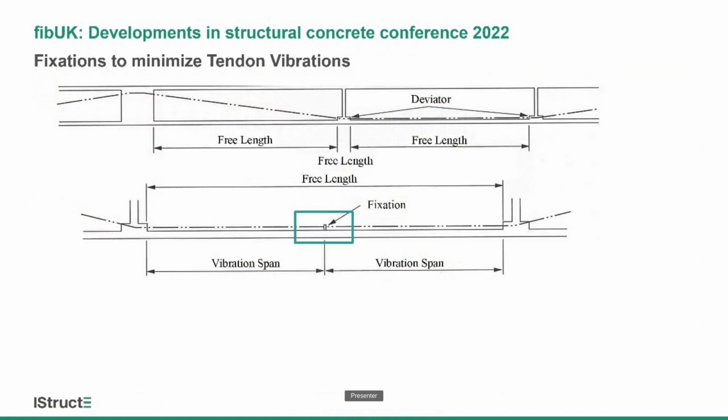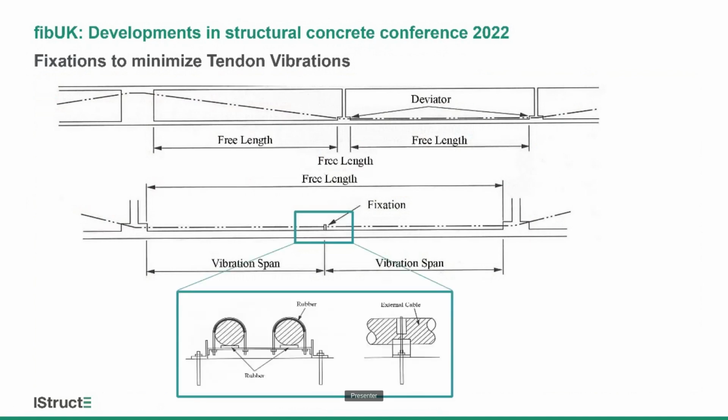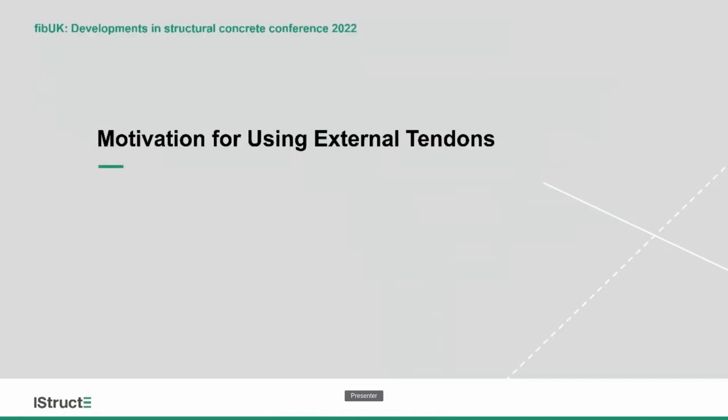Some special elements I want to mention finally. After tendons typically are installed, you place fixations once the tendon free length exceeds a certain length. The idea is that these fixations shall avoid too much vibration in the cables as a result of the traffic. So those are the major elements.